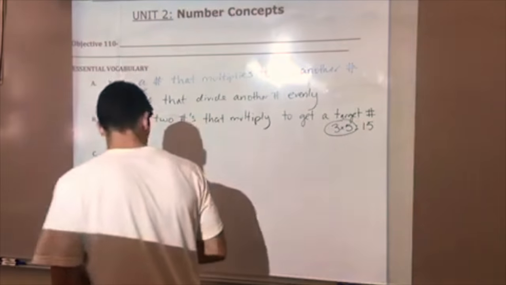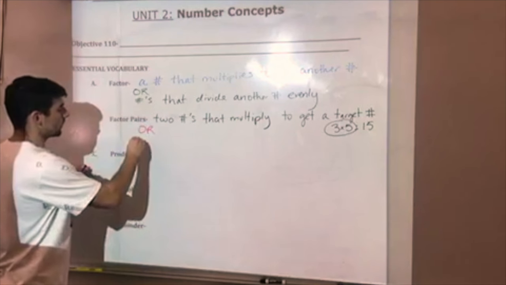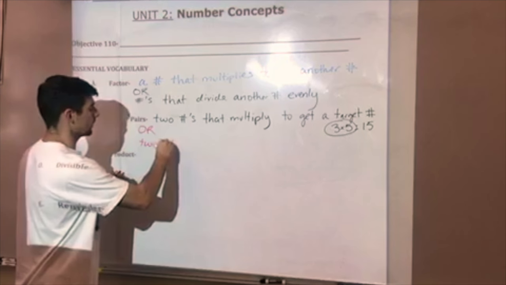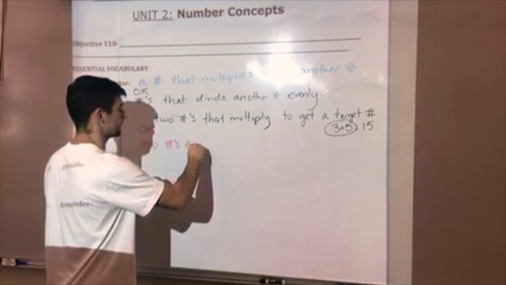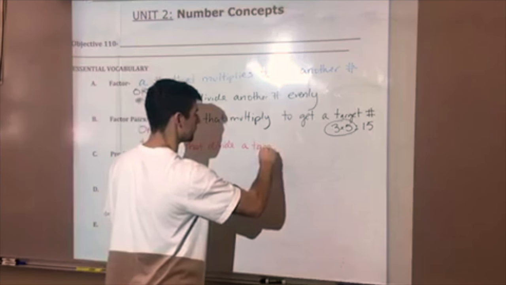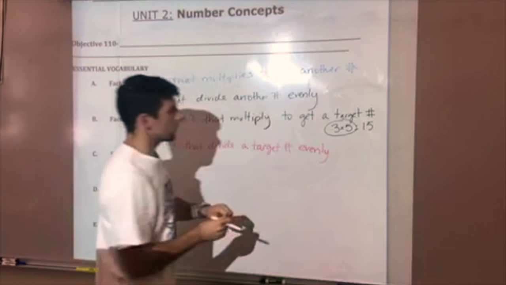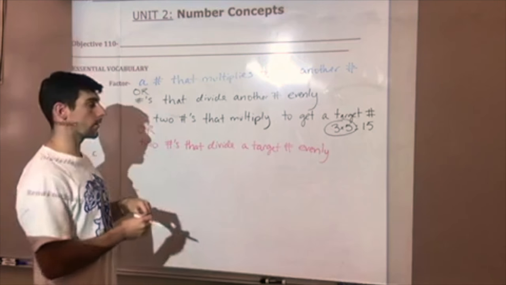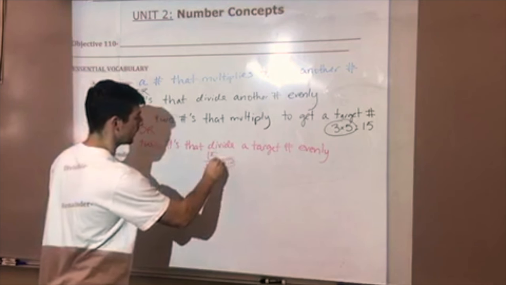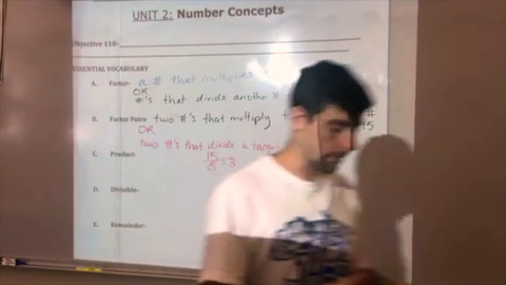But again, you can think about it with the way that this higher makes you think about it. You can think of it as two numbers that can divide that target number. I can prove that 3 and 5 are a factor pair of 15, because I can go 15 divided by 5, and I get 3. The fact that they can divide evenly like that also makes them a factor pair. So again, it's whatever way you'd like to think about it.